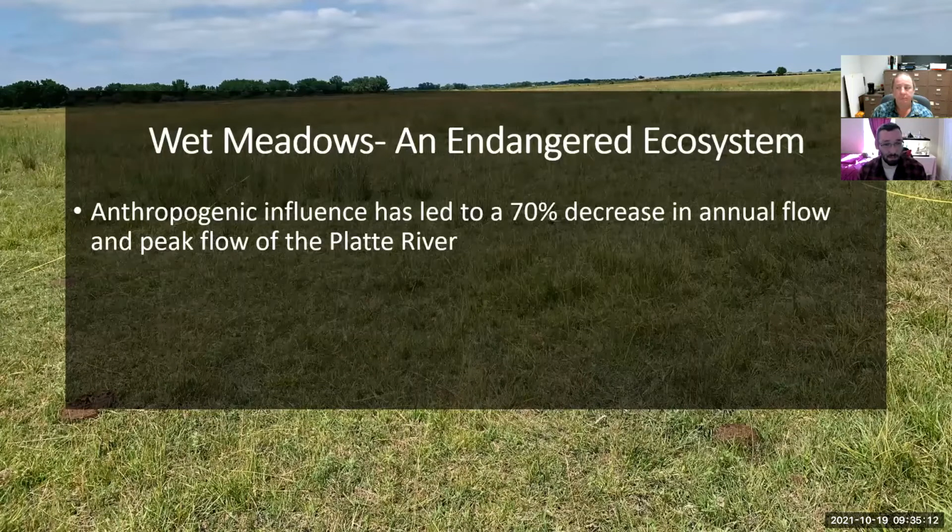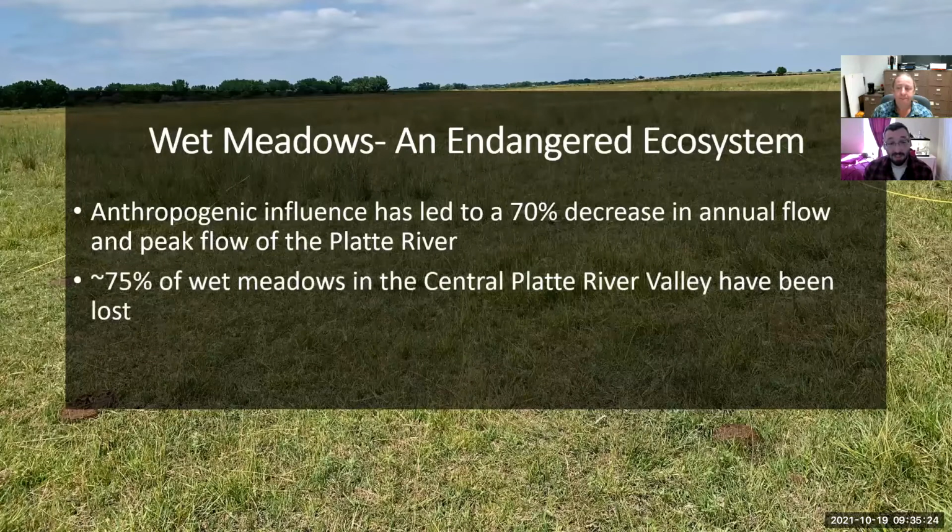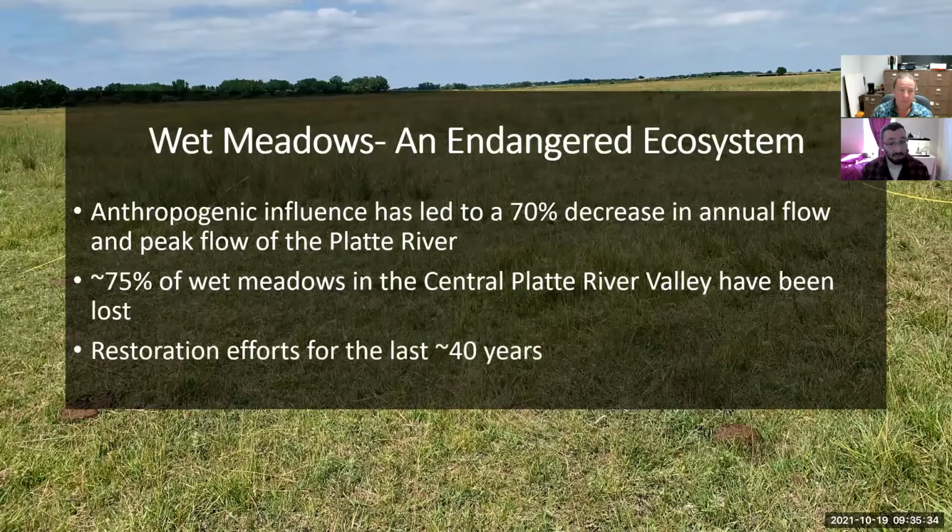I think a lot of us are familiar with what's happened on the Platte River, anthropogenic influence, such as dams and diversions, having led to about a 70% decrease in annual flow and peak flow of the Platte River. This has translated into a loss of about 75% of the total wet meadows in the Central Platte River Valley. And then the good news, I suppose, is that restoration efforts have been underway and have been to some degree successful for about the past 40 years. And these restoration efforts have been conducted by state, local, and federal organizations.